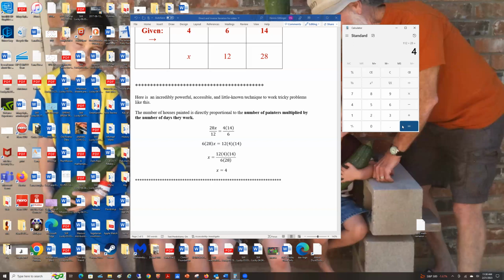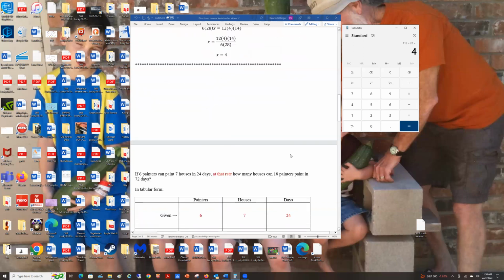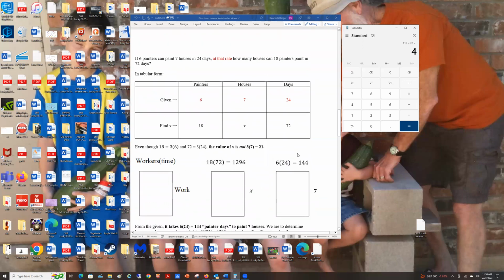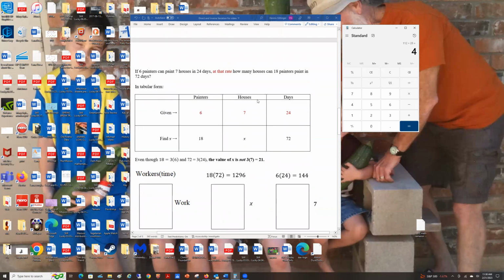Remember that commercial? Well, here it is again. So that's really cool. And here's another little example. All this is in your book somewhere. So here it is. If 6 painters can paint 7 houses in 24 days, how many houses can 18 painters paint in 72 days?